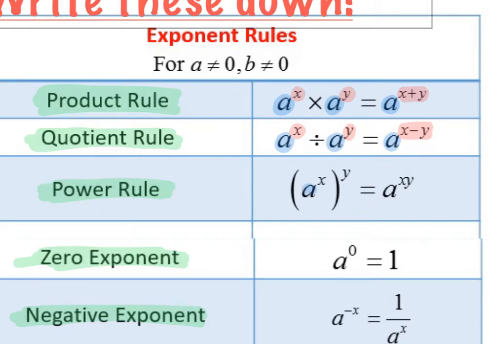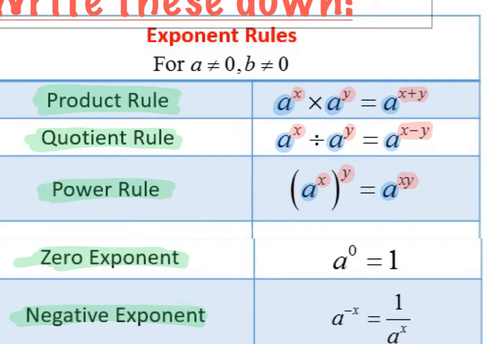Power rule, same thing. We have a base, and we keep that base. That does not change. Again, the only thing changing is how many we have, and what tells me how many we have is our exponents. So a to the x raised to the y power, the rule says you can just multiply the powers. Remember that anytime variables are right next to each other, it means multiply.